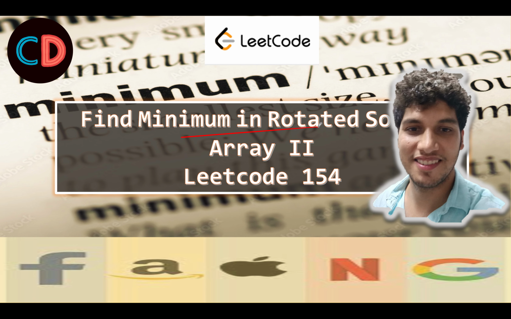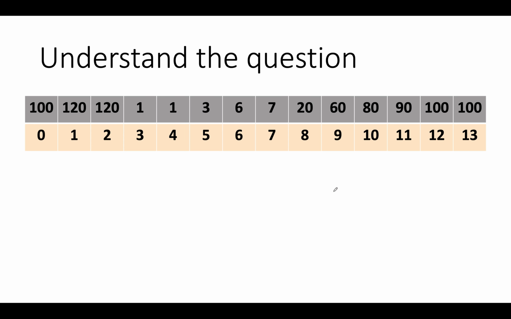Find Minimum in Rotated Sorted Array 2, LeetCode 154. I have taken a slightly longer example here so that you get a good hold of the concept. As you can see, a few elements are repeated in this input array. The input array is 100, 120, 120, 1, 3, 6, 7, 20, 60, 80, 90, 100, 100. This input array is rotated by index 2, because if you look at 1, it has the least value.